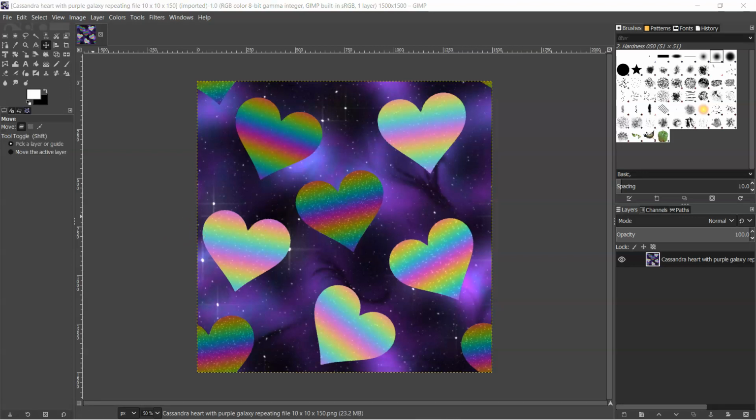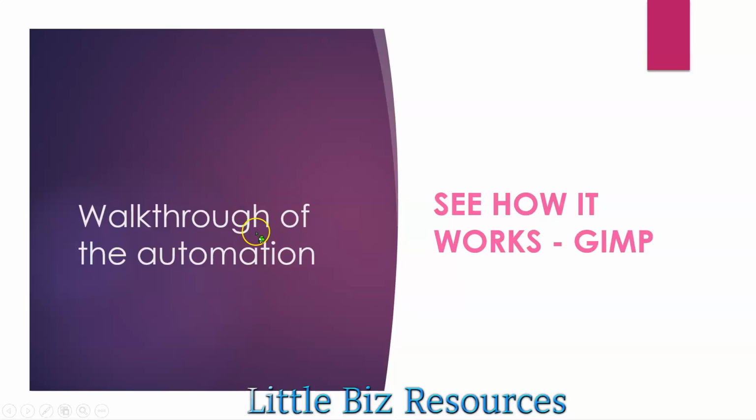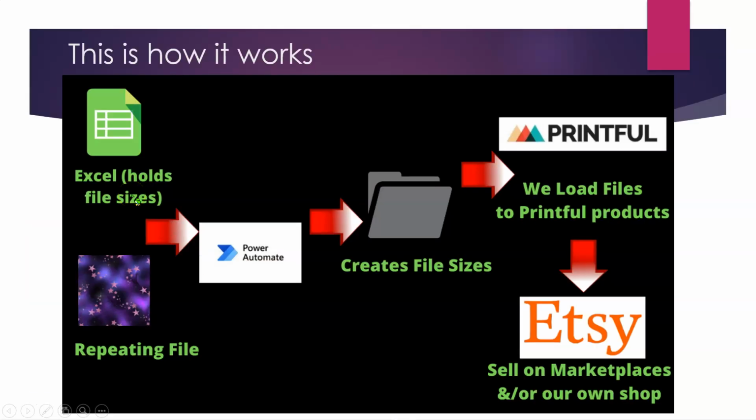So let's hop back over to here, maybe. There we go. All right, so we did the walkthrough. Now let's just talk about real quick how this is working. And this is a little bit different than Photoshop, so I want you to make sure you understand this. So Excel right here, it's holding the file sizes. So we're entering the file sizes in the Excel sheet. Then we're using the repeating file in GIMP, right? And Power Automate is taking those and it's creating the file sizes using GIMP. Then once we have those file sizes, we can load them up into Printful, and then we can push them out to our marketplaces. Whether that's Etsy, your own store, you know, on Shopify, whatever it is.